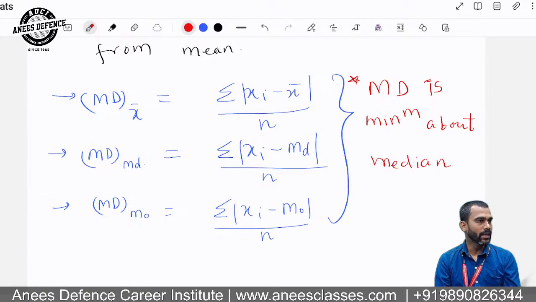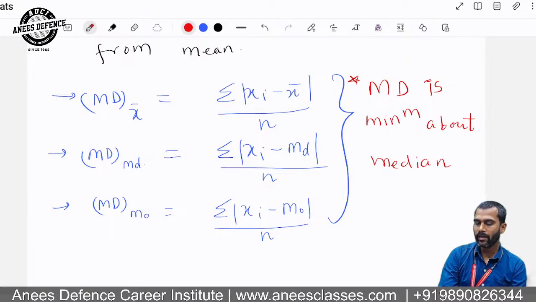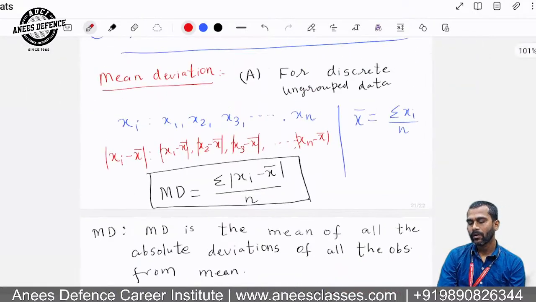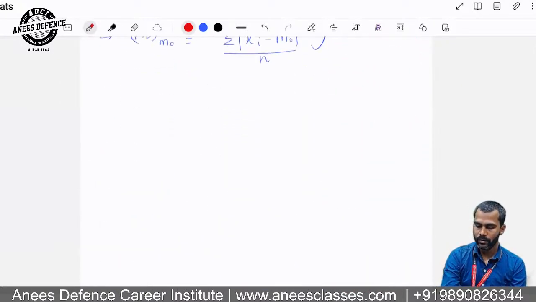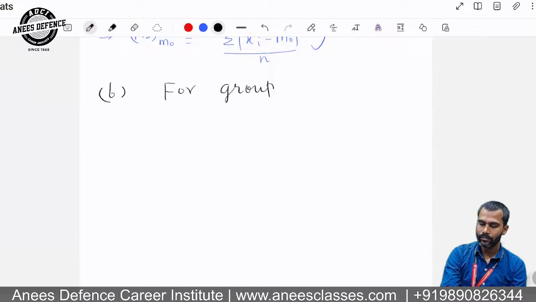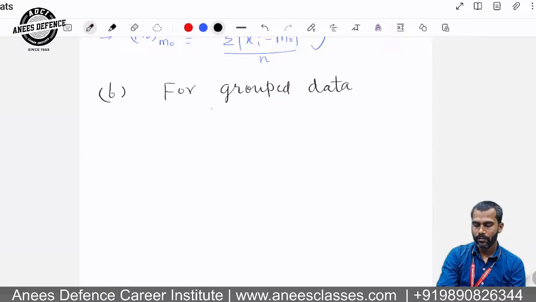Shall we take the second case for mean deviation? Yes or no? What is the second case? For group data. So B part, mean deviation for grouped data.